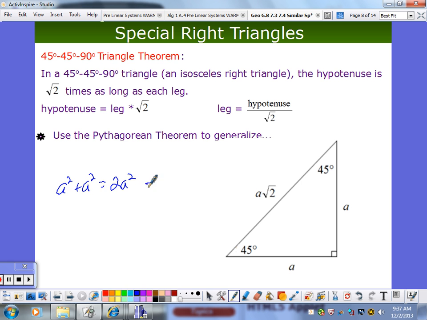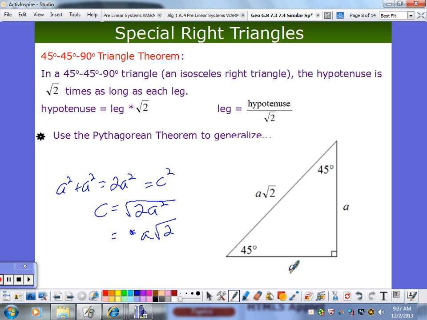I want the square root of this, right? That's c squared. So if I want c, I need the square root of 2a squared. Well, square root of 2, can I take the square root of 2? So that's going to stay inside. What's the square root of a squared? So there it is. So we can generalize.